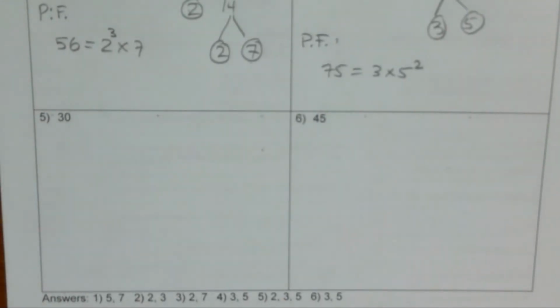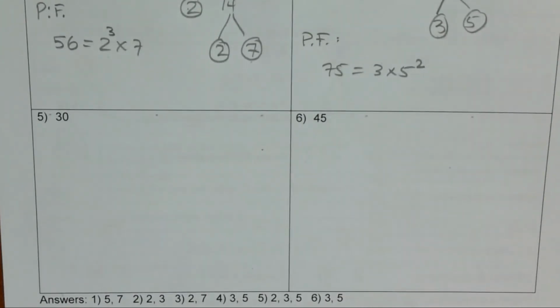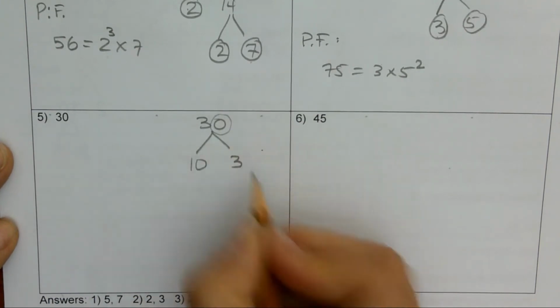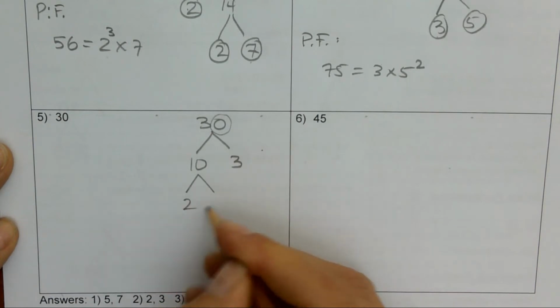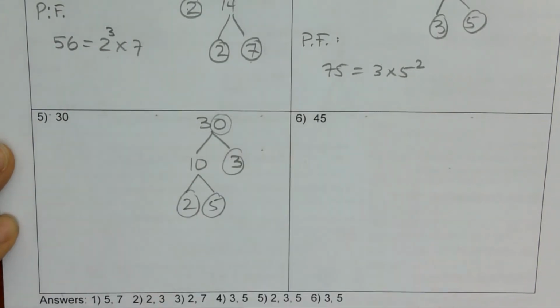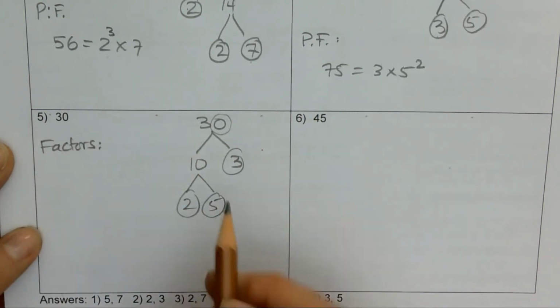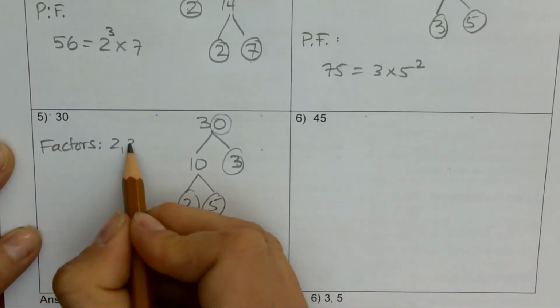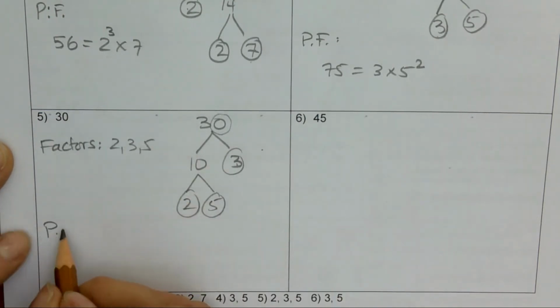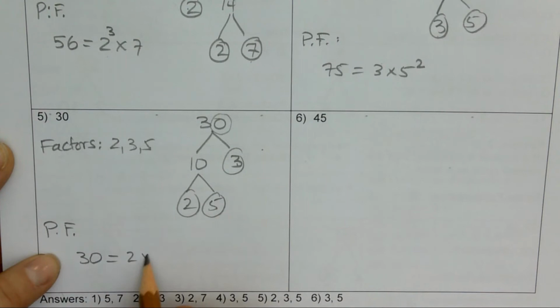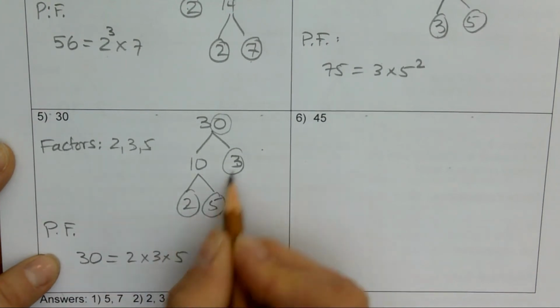That's kind of fuzzy. Let me fix it. Yeah, that's better. Okay, 30. 30 ends in a 0, so I know it's 10 times something, so 10 times 3. 10 is 2 times 5, and these I cannot make smaller. So my factors are, and I always write them from smallest to biggest, 2, 3, 5. And then my prime factorization, I take 30 equals 2 times 3 times 5. And how many? There's only one of each, so I just leave it like that.